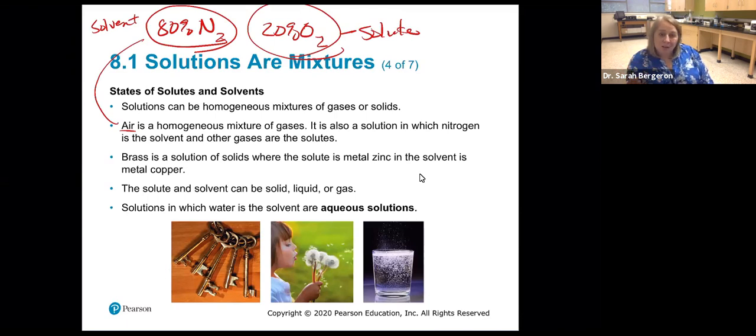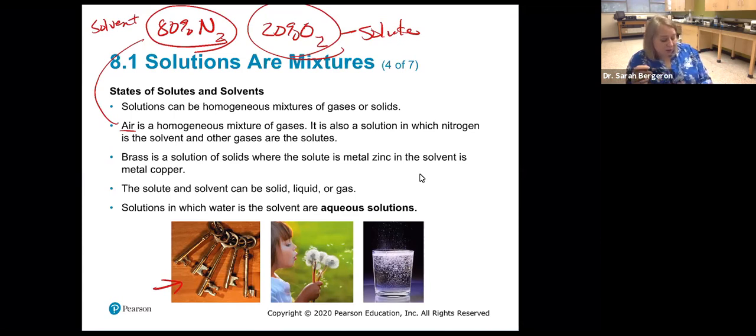Mixtures of solids is another thing you've probably come into contact with on a daily basis that you just haven't thought about. Brass is an example here. These are brass keys. So brass is a solution of solids where we've taken metal zinc, heated it, right, and mixed it with hot metal copper. And so you get a uniform distribution throughout. It is not transparent because the solvent is not water, but it's still a solution.